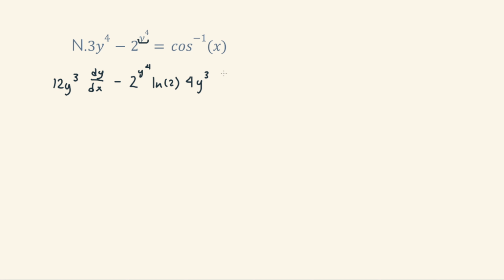And then we multiply by dy over dx. And that's going to be equal to the derivative of inverse cos of x. That's minus 1 divided by the square root of 1 minus x squared, right? Now, on these two terms, we've got dy over dx, so we can factor that out. But there's also a GCF of 4y cubed. So let's pull that out as well, right?